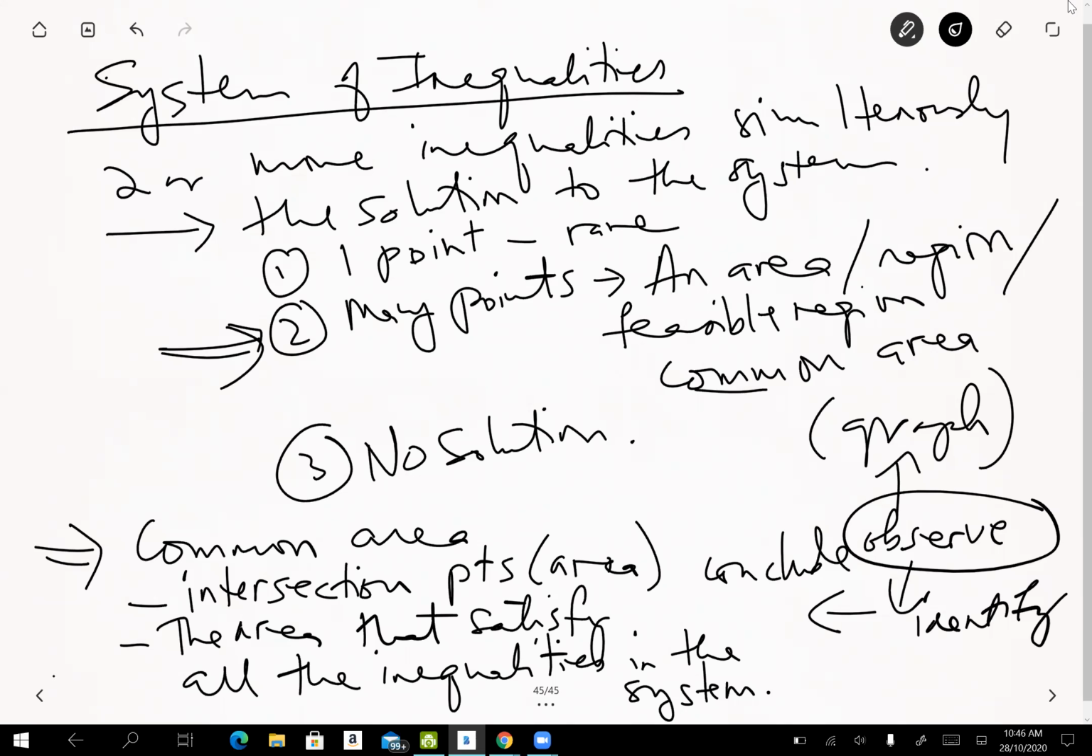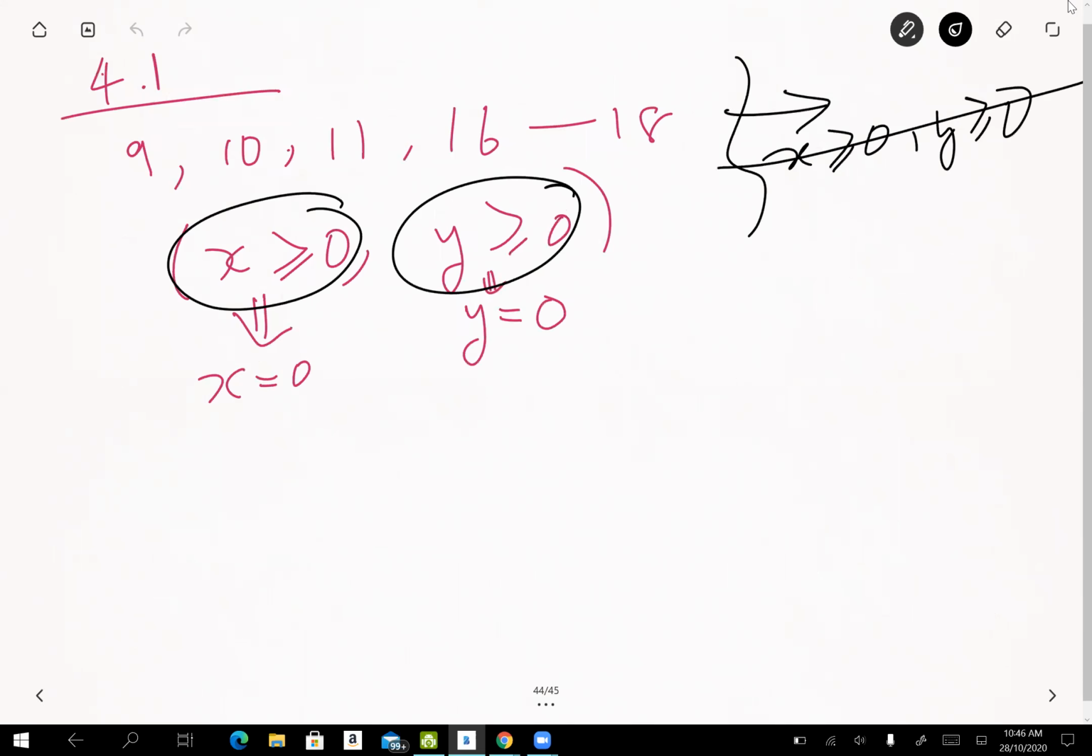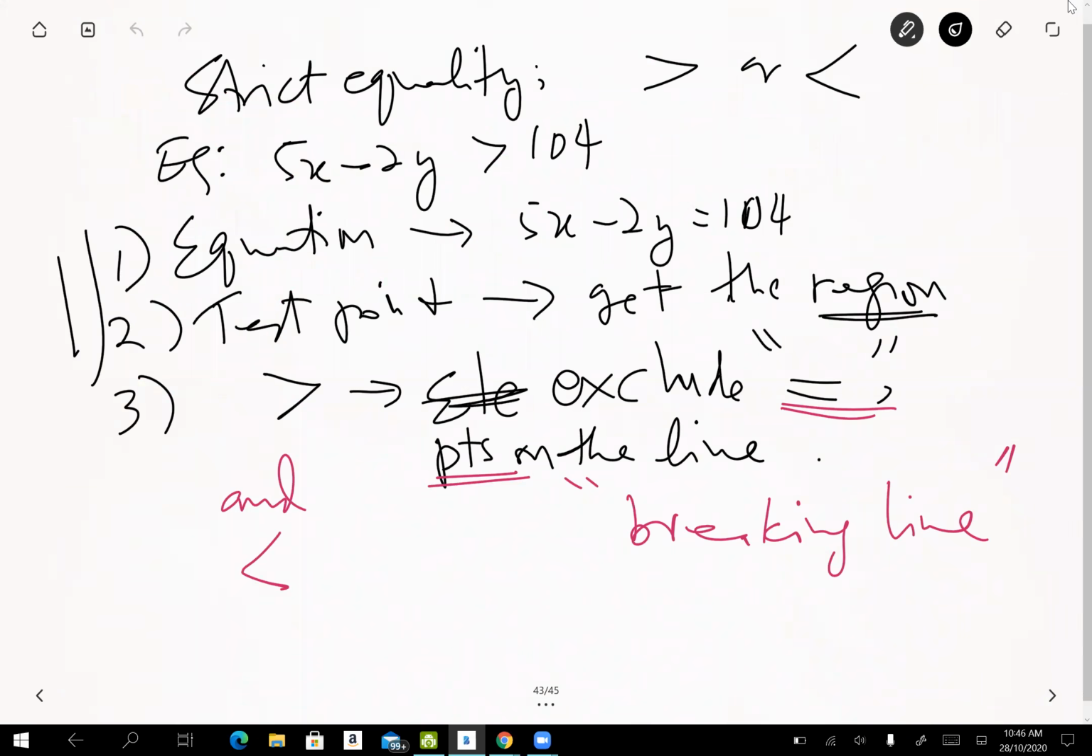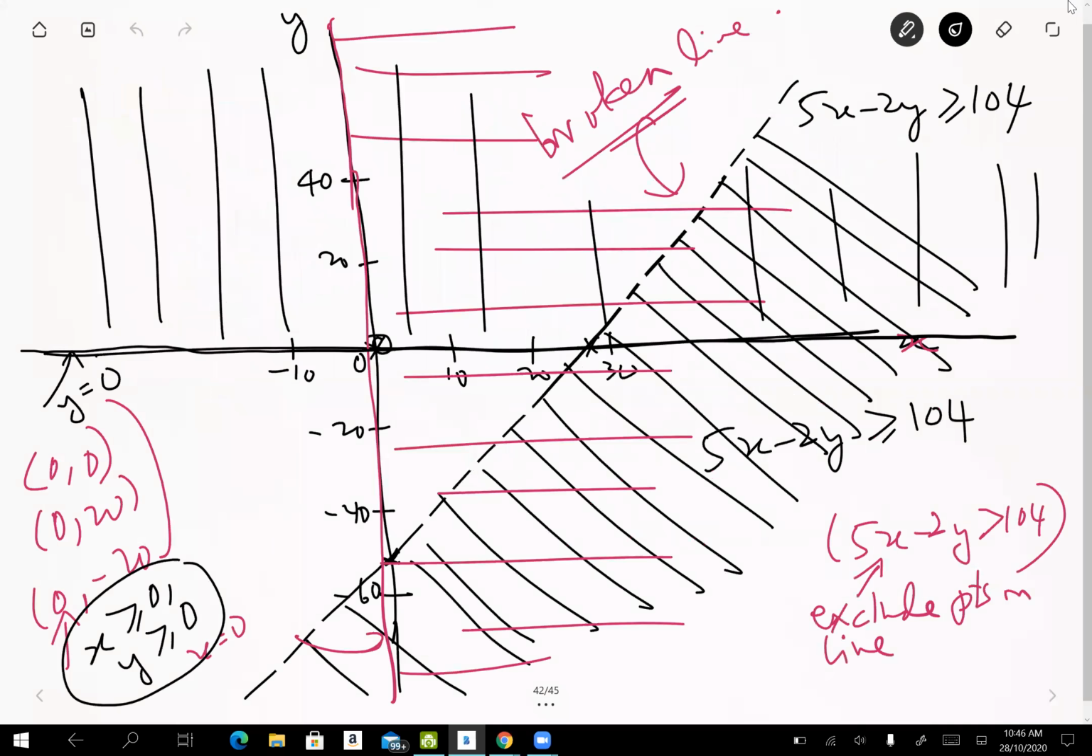So in order to get a better understanding, look at an example. Go back to the graph that I had earlier. I have 5x minus 2y bigger or equal to 104. That would be that. I think we draw another graph.